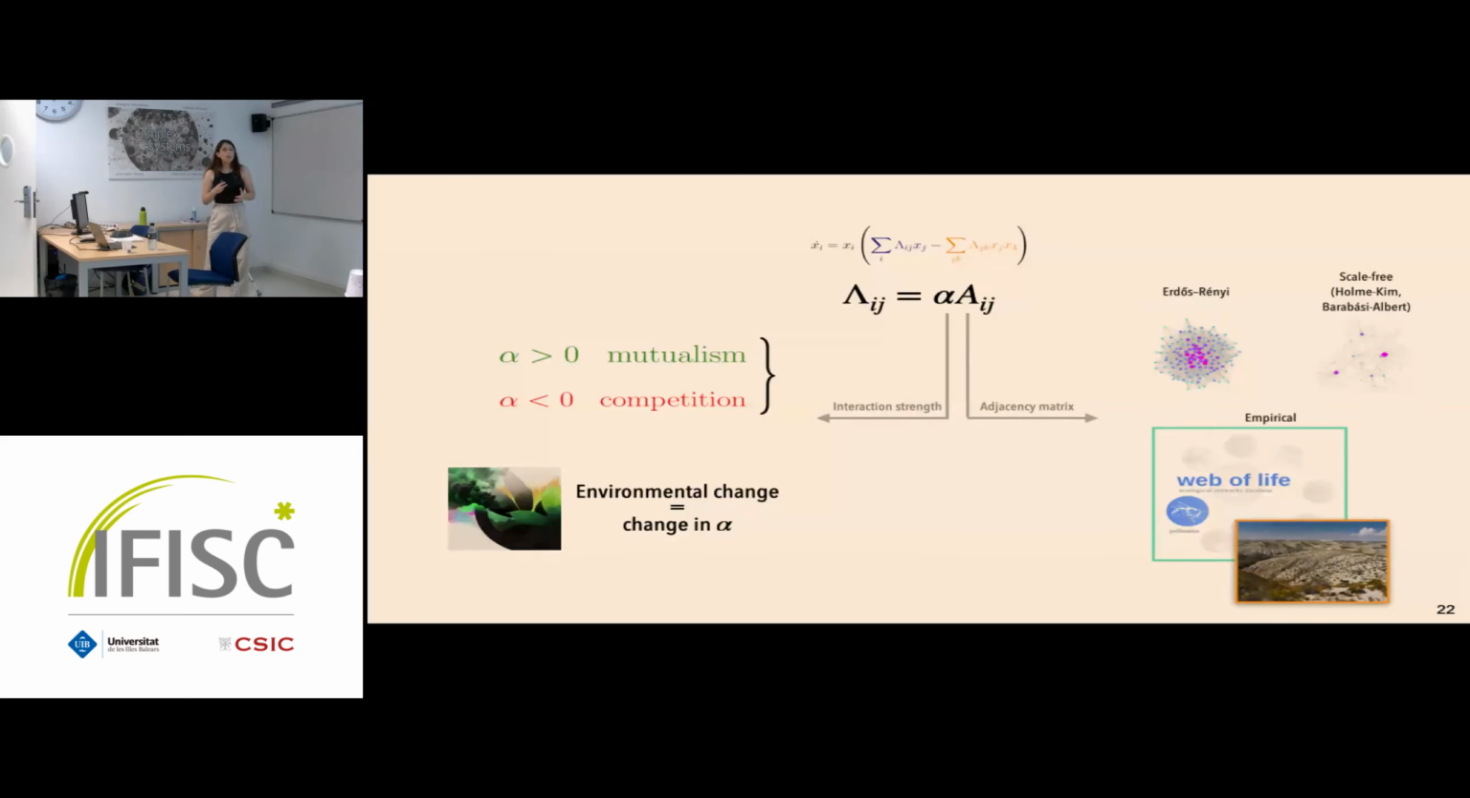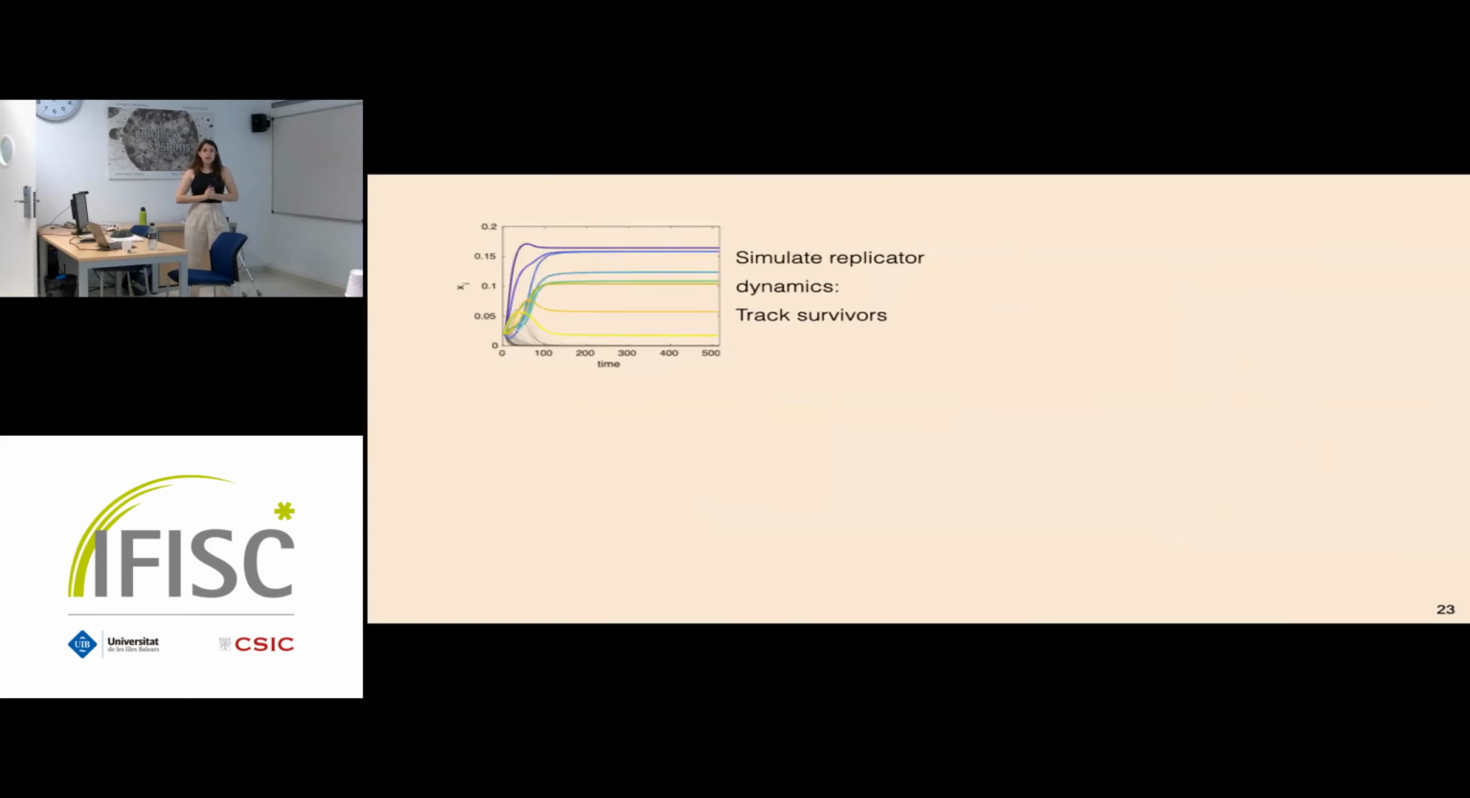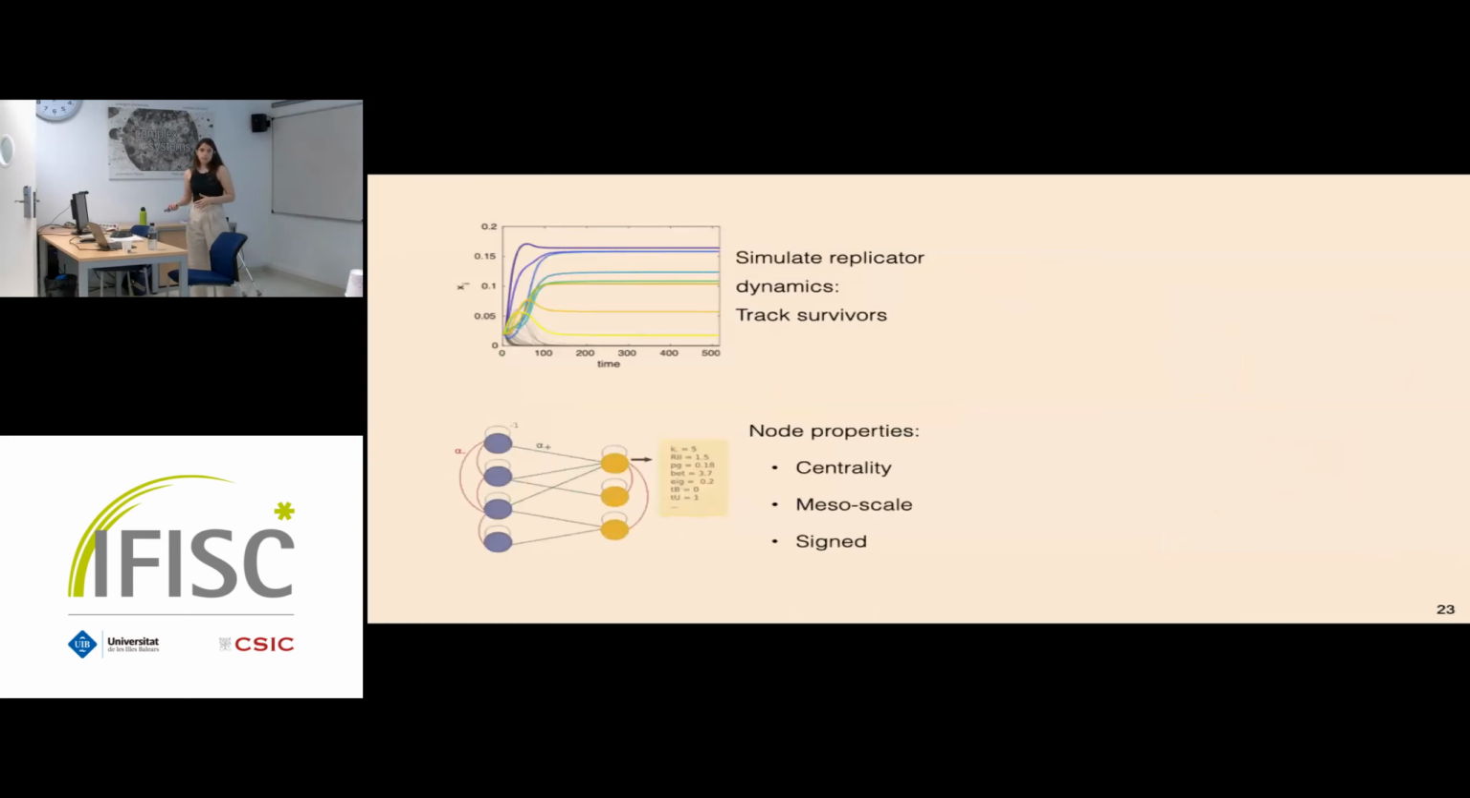We have simulated our model in some random graphs, but also in empirical networks with several types of interaction. For example, this one from the Web of Life, whose mutualistic part is pollination, and then these of arid ecosystems in Spain. So we simulate our replicator dynamics equations in those networks and track what species survived and what didn't.